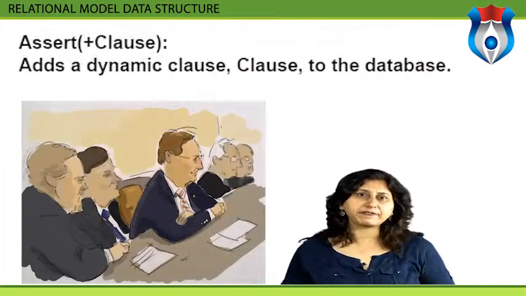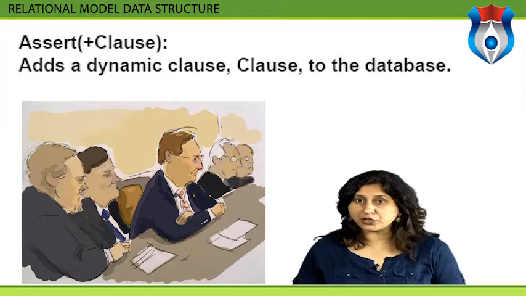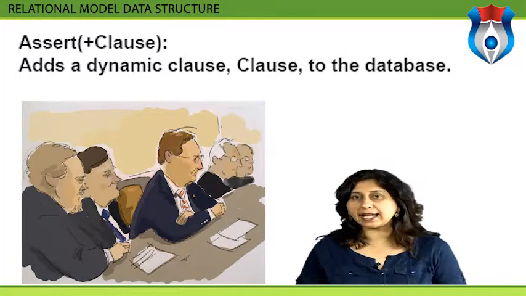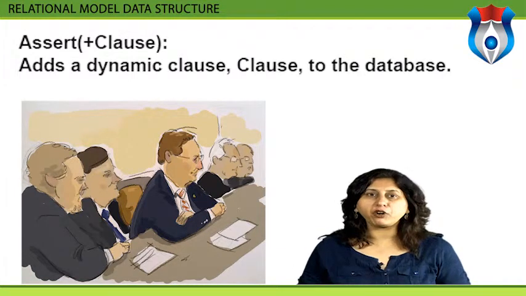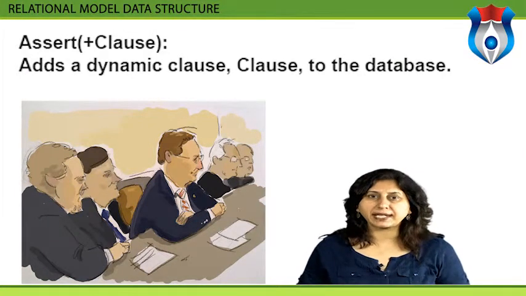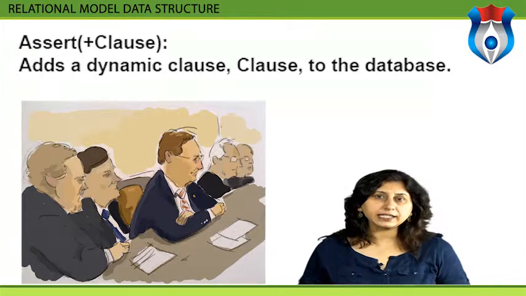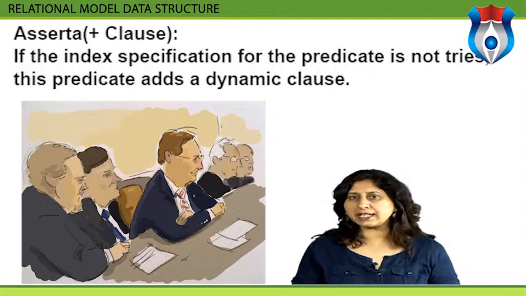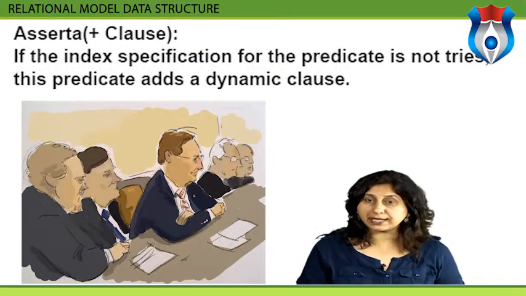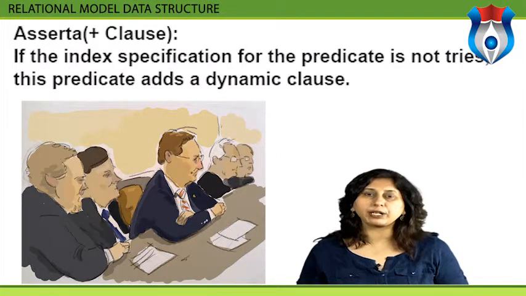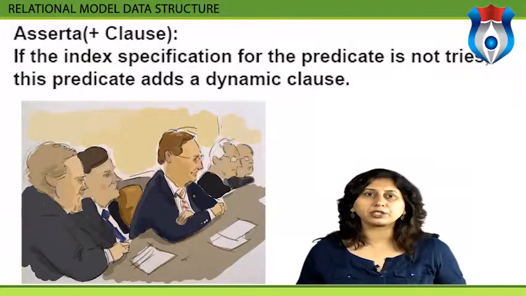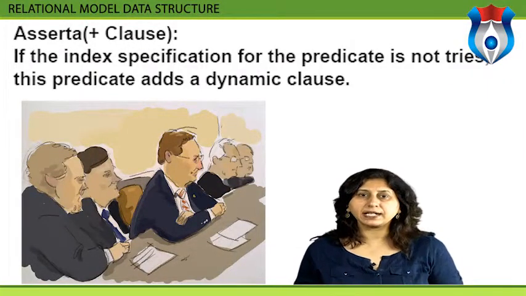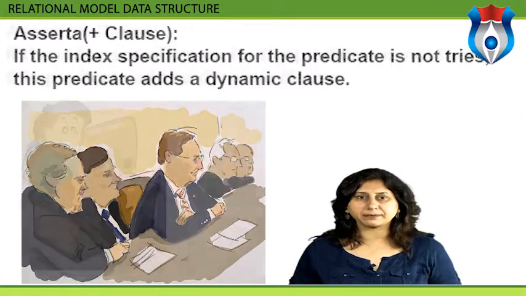If the index specification for the predicate is not tries, this predicate adds a dynamic clause to the database before any other clauses for the same predicate currently in the database. If the index specification for the predicate is not tries, this predicate adds a dynamic clause to the database after any other clauses for the same predicate currently in the database.